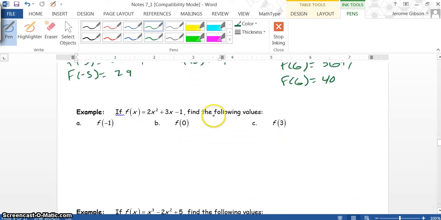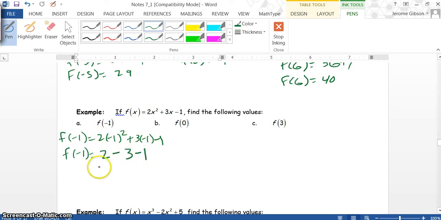Now we scroll on to the next function. So now we still will substitute in these values for x. So we have f of negative 1 is equal to 2 times negative 1 squared plus 3 times negative 1 minus 1. Negative 1 squared is 1, times 2 is 2. 3 times negative 1 gives us a minus 3, minus 1. So 2 minus 3 is negative 1, minus 1. And f of negative 1 is negative 2.